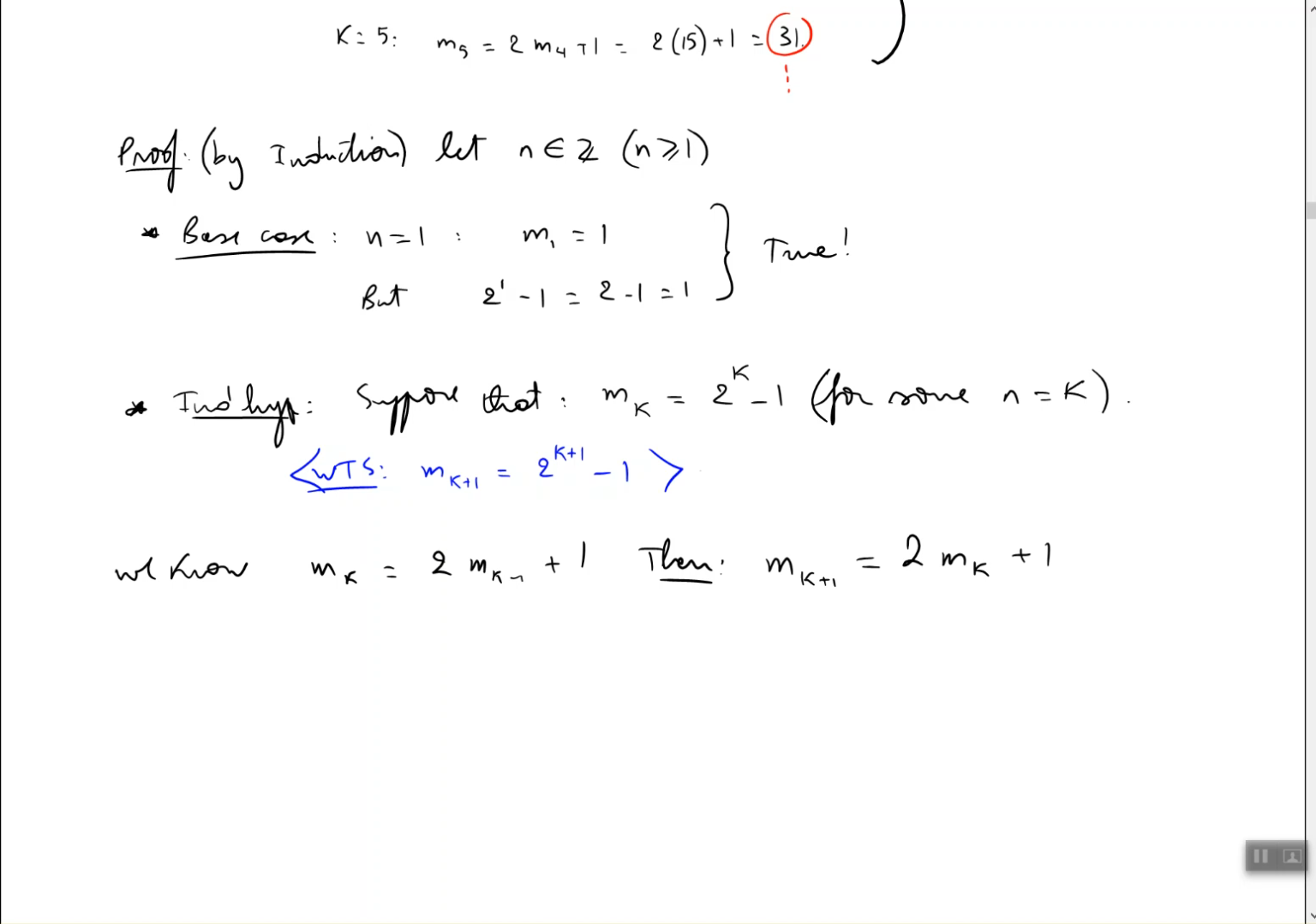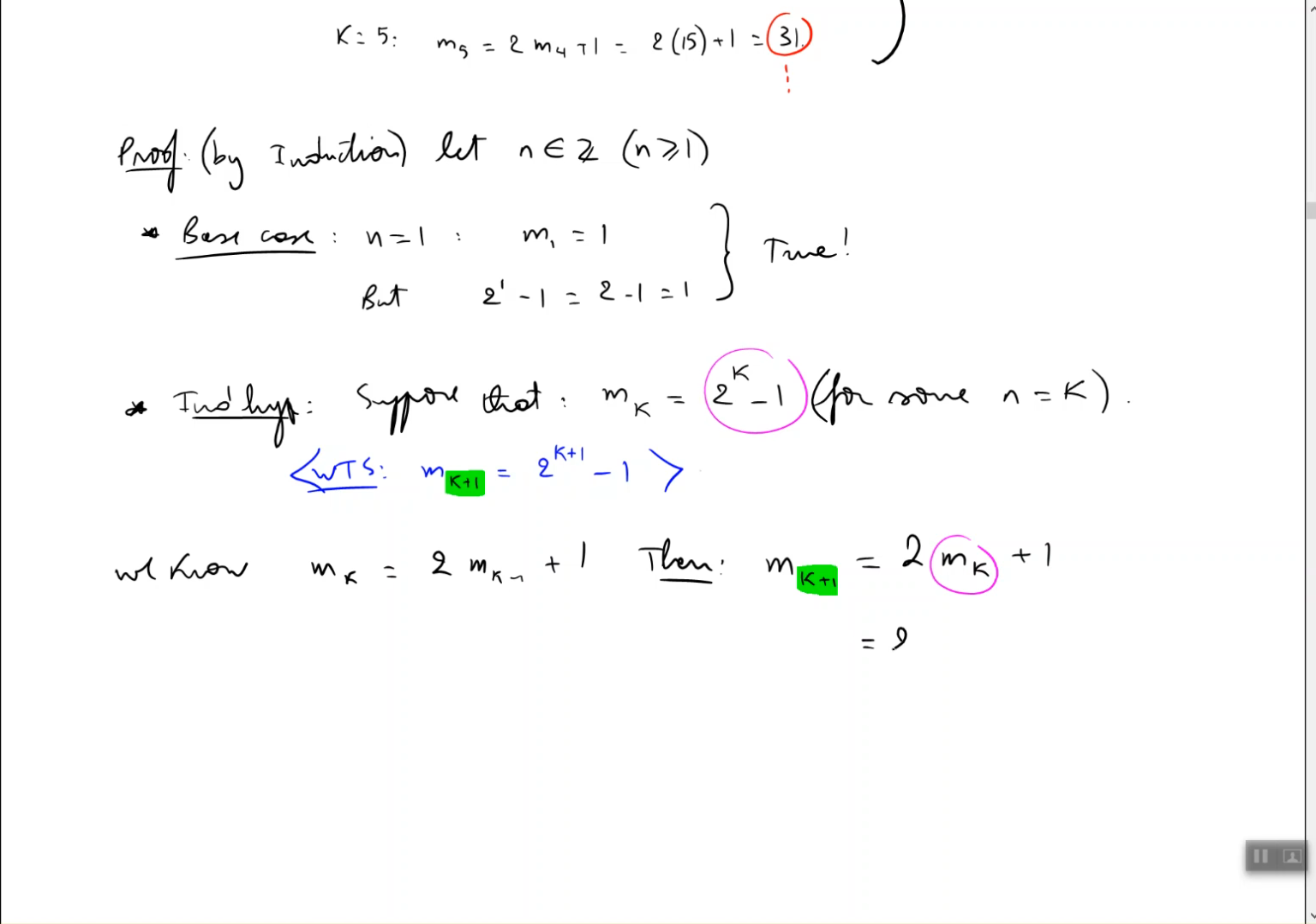So why am I doing this? I'm doing this because my goal involves writing k plus 1. So I'm going to get k plus 1 by replacing all the k's in the formula with k plus 1. And so by doing that, I get the formula m_{k+1} is equal to 2m_k plus 1. Alright, so why do I care? I care because now the m_k itself is going to be replaced with the 2^k minus 1.